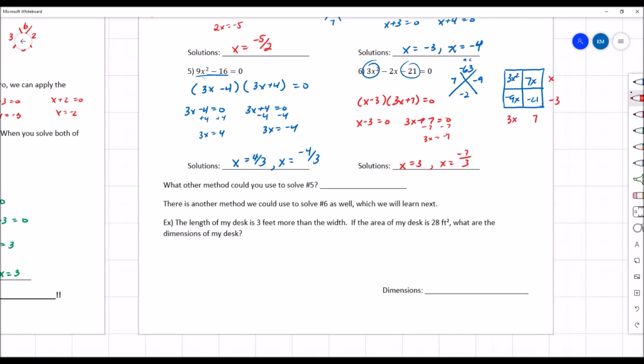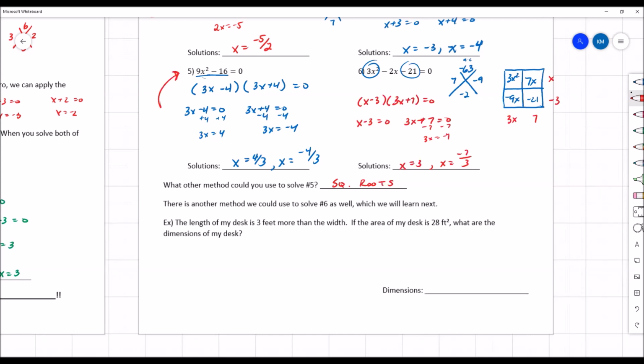Okay, what other method could you solve number 5? Maybe you're looking at number 5 like, hey, there's no b. Can we please use square roots? You could have used square roots. Unless the problem said, hey, solve by factoring. And then you really don't have the choice. But if you had just a quadratic you were trying to solve on your own, you could have done that. All right. There's another method we could learn for number 6 as well, which we will learn next.